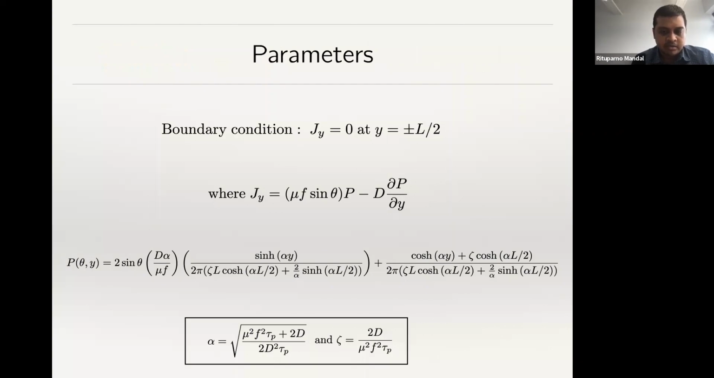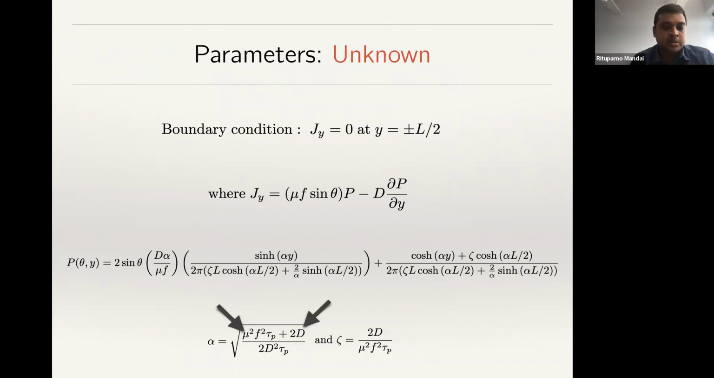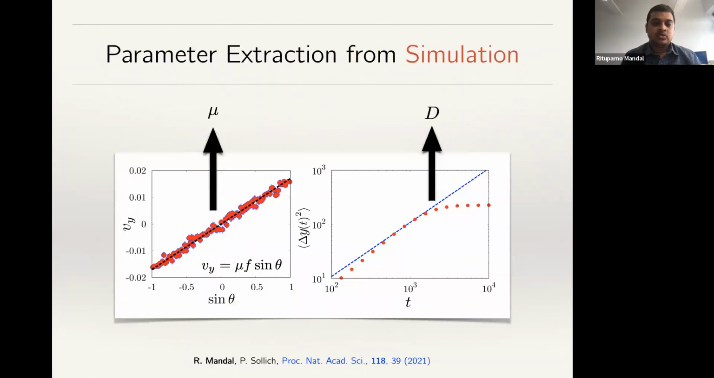And you notice that there are parameters alpha and zeta, etc. But these are also derived from the microscopic parameters we have before. And some of them are known parameters like system size, active forcing, tau p, etc. But then there are some parameters which we don't know, right? Which are mu and D. So what we decided next is to measure mu and D from our simulation. So we can go back to the simulation and look at the velocity along y and plot it as a function of sin theta. And we see that it is completely linear, obviously within this error bar. And then from the slope, you can estimate the effective mobility. We can also look at the mean square displacement along y, and then we can plot it as a function of t and fit it to get the diffusion constant.